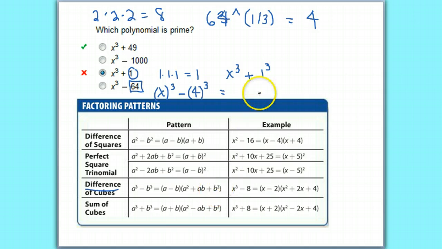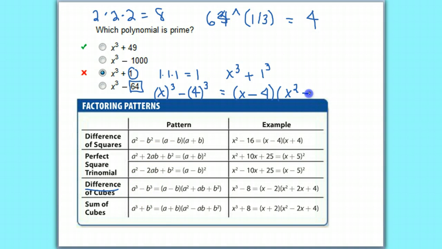So I'll just show you how you can factor it. But basically, the answer to the question for this option is that it's not prime because you can factor it. Prime means that you can't factor it. You can't go any farther. So how this works is you take your first perfect cube minus your second, without the cubed part, so just x minus 4. And then in the next parenthesis you have to take your x and you square it, or whatever your first term is, you square it. And then you do plus a times b, so you just multiply those together.